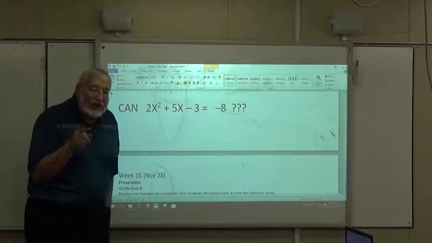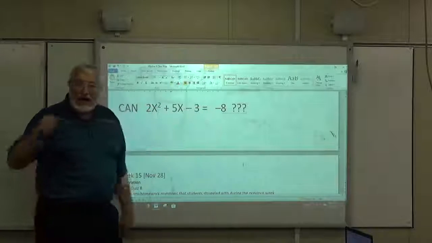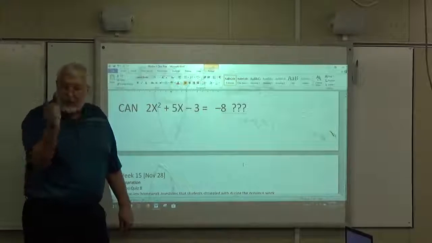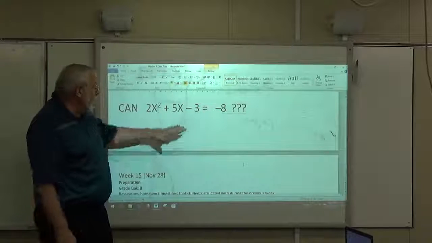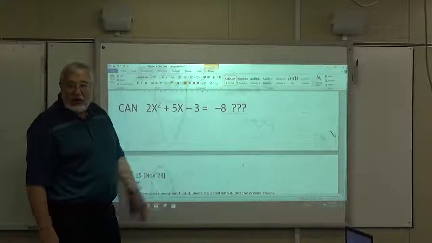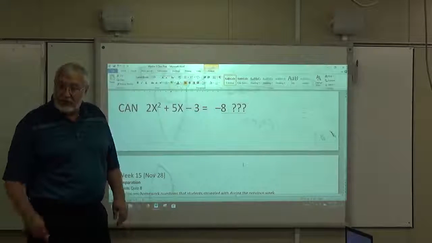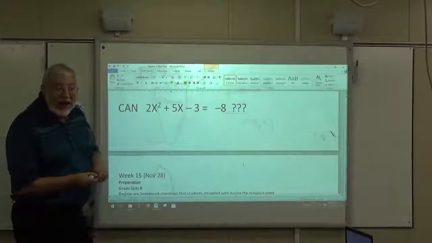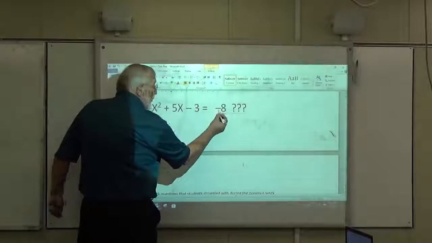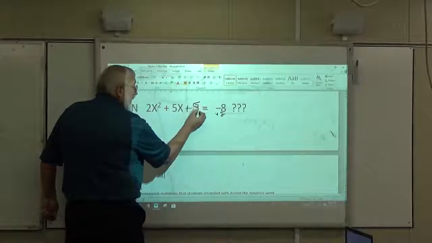Normally, for a quadratic equation, if the value of y equals 0, we can use the quadratic formula. Right? So, is this set up to use the quadratic formula? The answer is no. What do I have to do? You've got to move the negative 8 over this side by adding 8. Well, when I add 8 here, this is going to become plus 5.